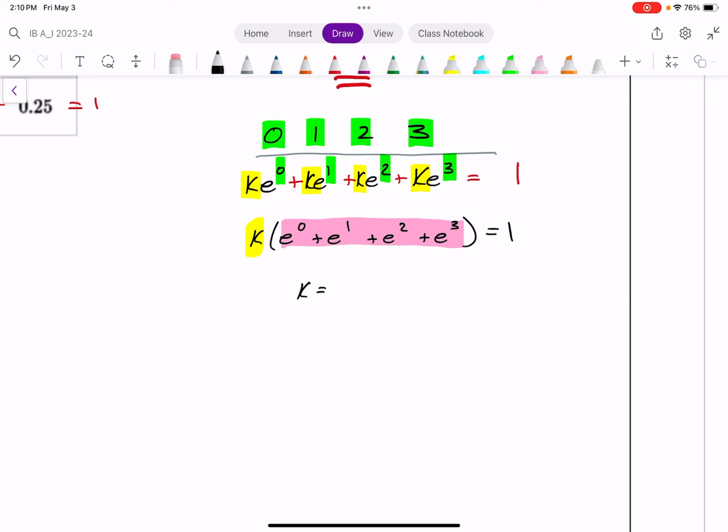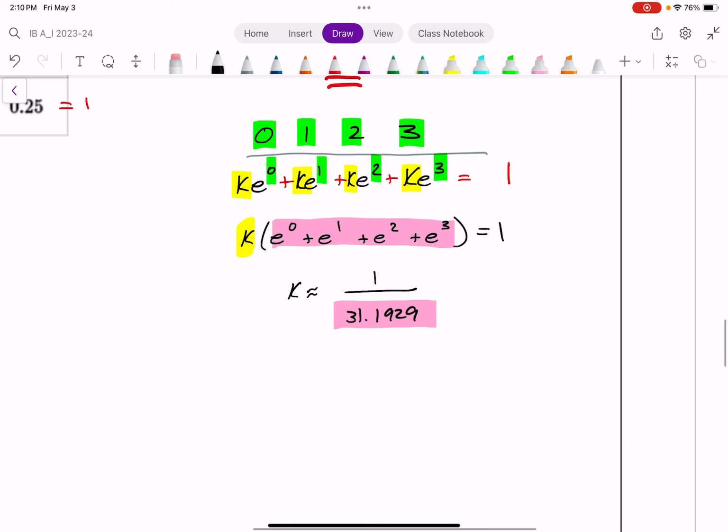So to save me writing all this out, I will say everything you see highlighted is approximately 31.1929, and I'm going to divide both sides by that. So k will be 1 divided by approximately this. Again, 31.1929 is my approximation of e to the power of 0 up to e to the power of 3. And so that means k is approximately 0.0321 to 3 significant figures. All right, that's finding k for both of these.